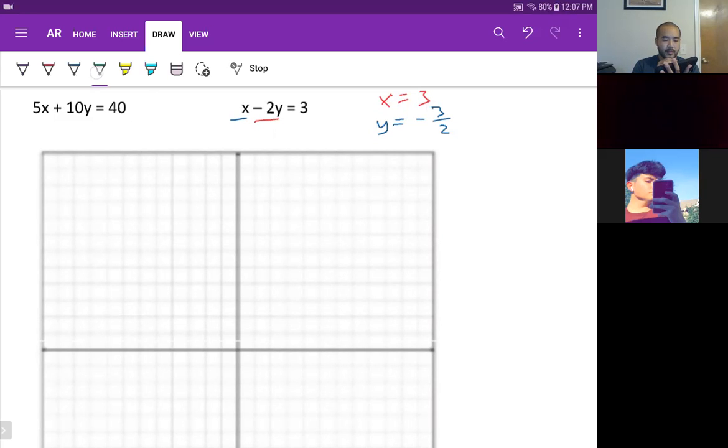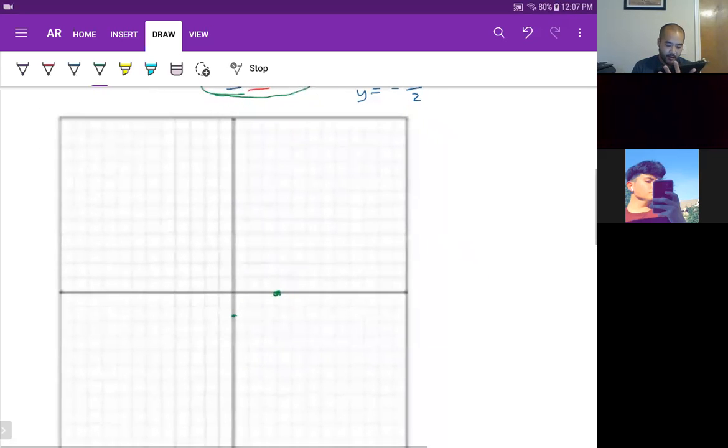So for this one here, x is 3. And then y is -1.5. So that's right here. So that line, okay, it's not easy to draw a straight line on tablet. So it's something like this. No, it's not so bad.